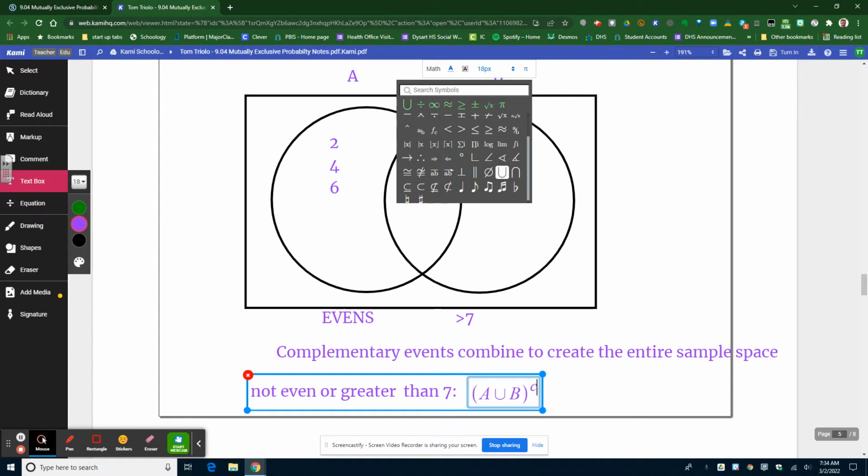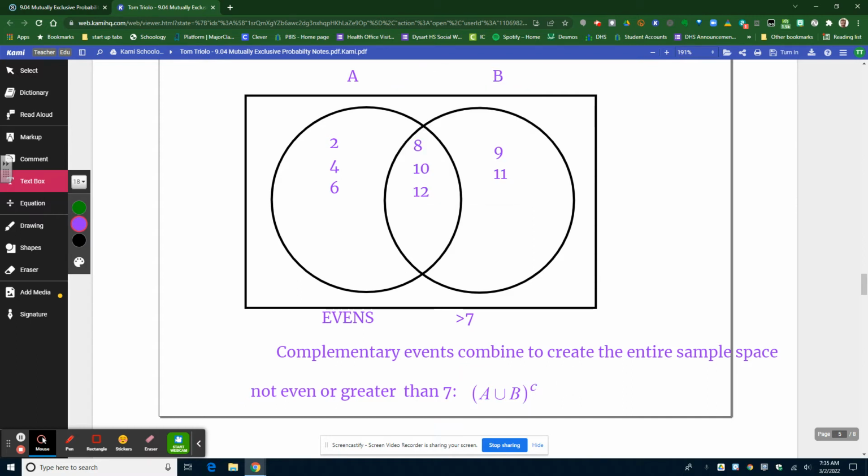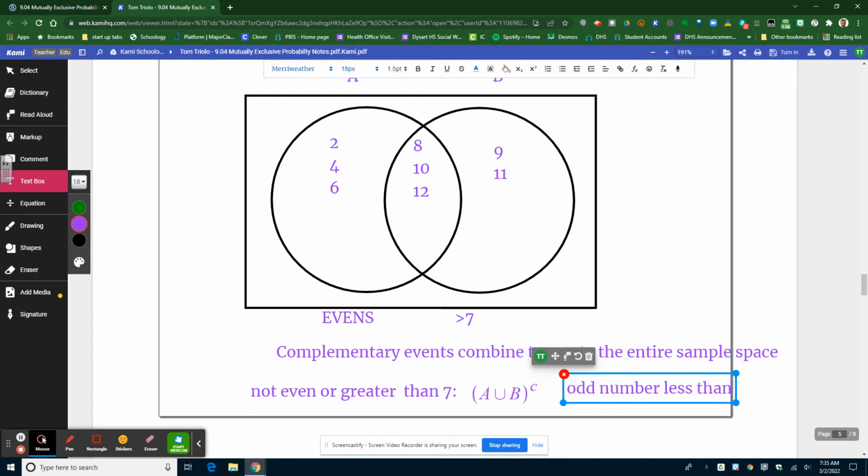Little bit of c. Yeah. What's the complement? What would this actually be? Is there another way to say not even or greater than 7? Odd and less than. Okay. So we're looking at odd numbers less than 7. Okay. A little less awkward than not even, right?